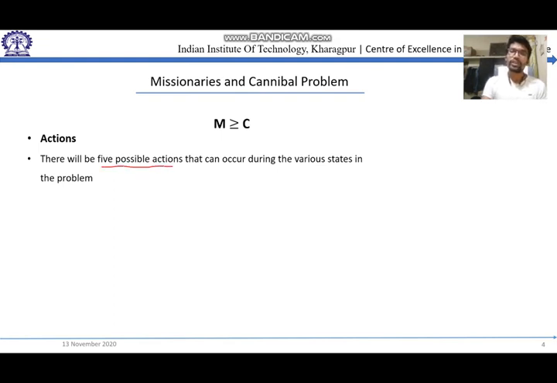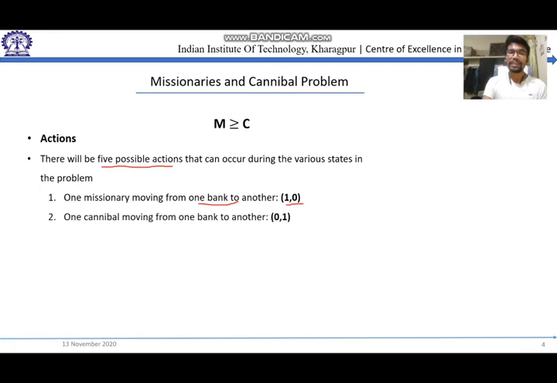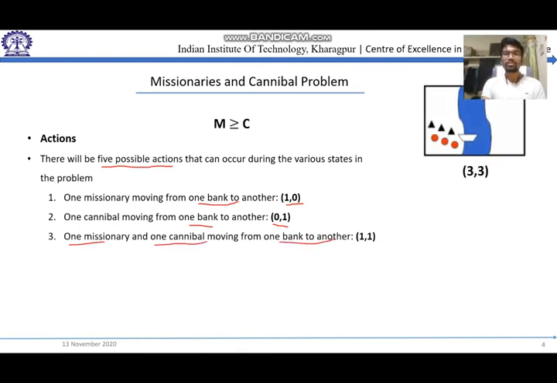Now, as this constraint is given, we need to perform some actions so that we can move missionaries and cannibals from left to right. Basically there are 5 possible actions that can occur during the various states in the problem. What are those 5 possible actions? The first action is one missionary moving from one bank to the other, given as 1 0. The second action is one cannibal moving from one bank to the other, given as 0 1. The third possible action is one missionary and one cannibal moving from one bank to the other.